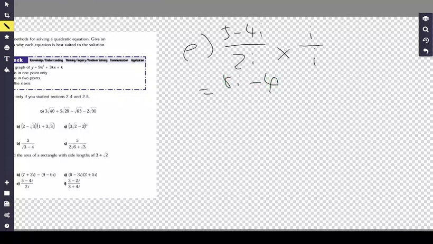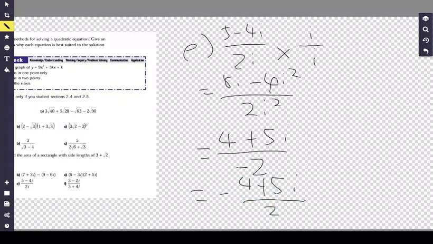5i minus 4i squared over 2i squared. And now that is going to give us, so negative 4i squared is negative 1, so that's going to be plus 4, so 4 plus 5i, and at the bottom 2i squared is negative 1, so negative 2. And no common factoring, move the negative sign to the front, and we are done.